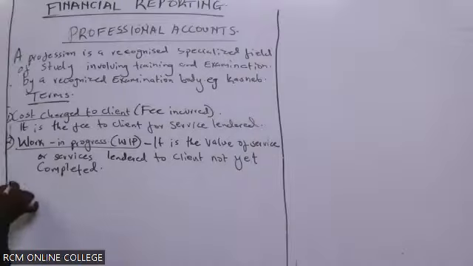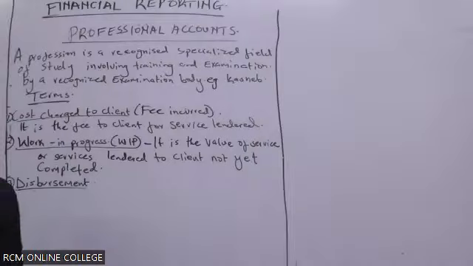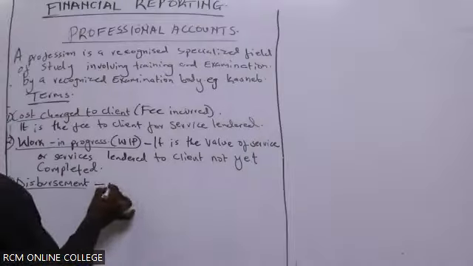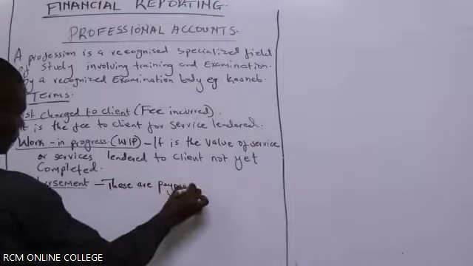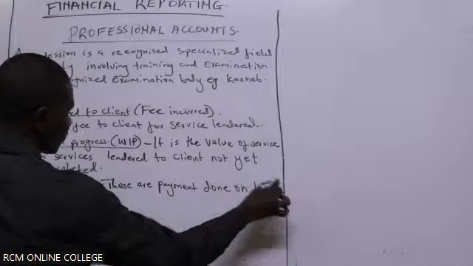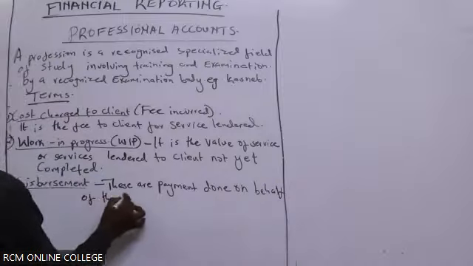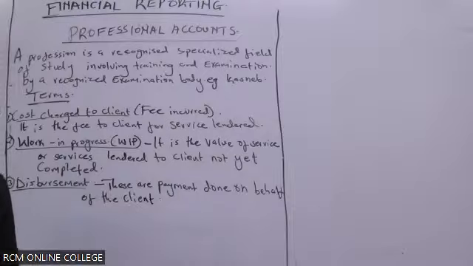What about number 3? Disbursement. These are payments done on behalf of the client. Naambiwa kwamba HELB will be disbursed next month. On behalf of the client.